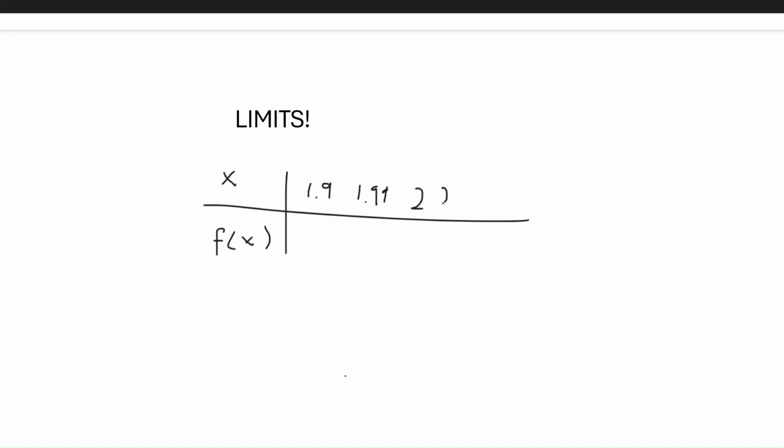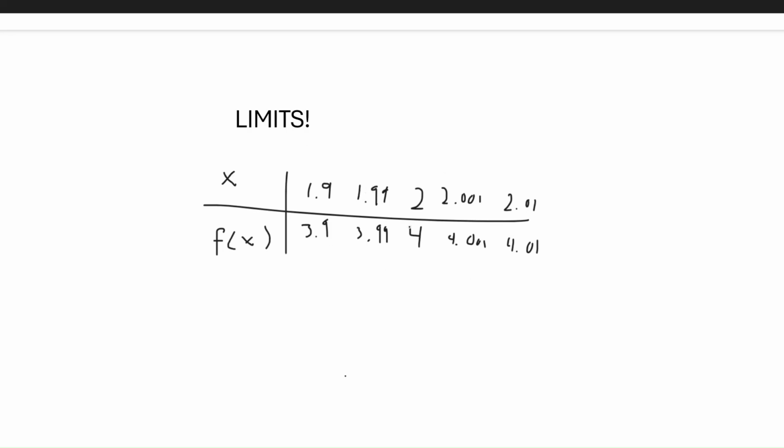We had maybe 2.01, and then on the f of x side, we had something like 3.9, 3.99, maybe some sort of blank value right here. Then we had something like 4.001 and then 4.01. So it's pretty clear that as the x values get close to 2 right here, the f of x values are getting close to what it looks like 4. And that's all numerical limits are.